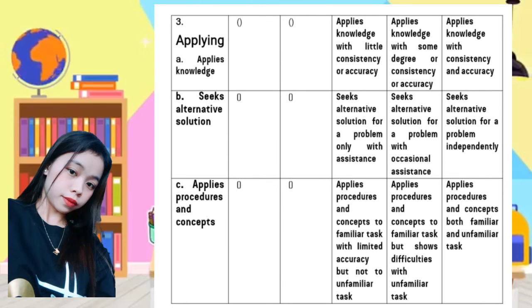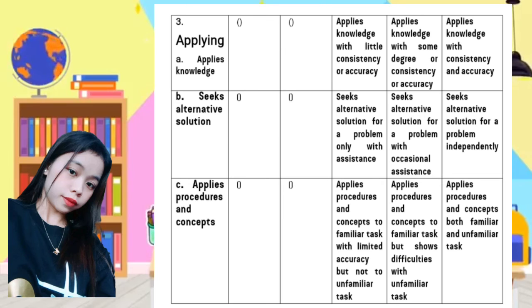So number 3 is applying. Applies knowledge. Applies knowledge with little consistency or accuracy. Applies knowledge with some degree of consistency or accuracy. Applies knowledge with consistency and accuracy. Next is seeks alternative solutions.